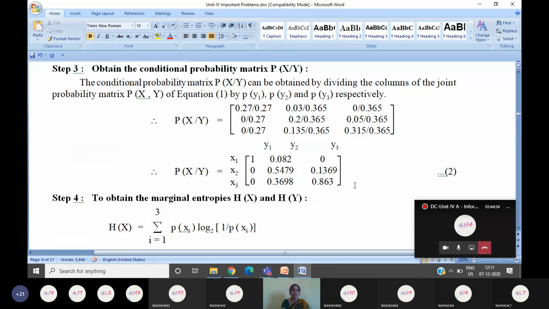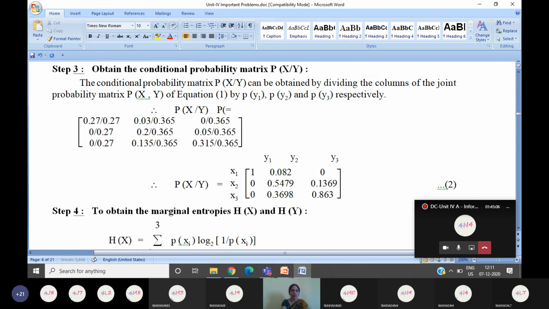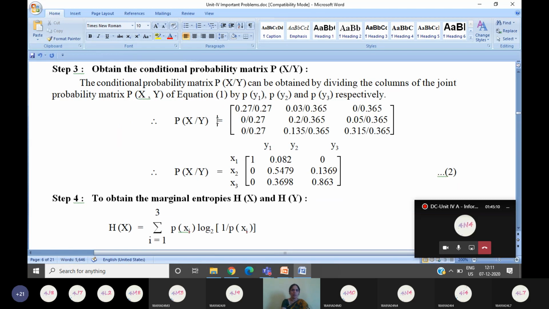Obtain the unknown conditional probability matrix. Here the unknown is P of x by y, which you can obtain as P of xy divided by P of y. So in P of y, you have three elements, P of y1, P of y2, P of y3. Now, every time P of y1 should be applicable to the first column only.